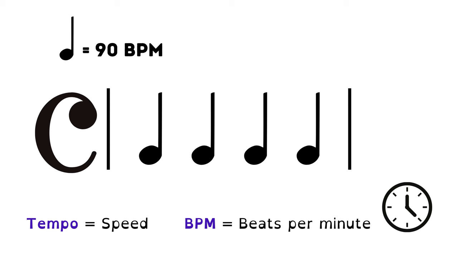Tempo is the overall speed, and this is measured in BPM, which stands for beats per minute. This is how many beats will fit in a minute of time. This project will be set at 90 BPM, and the beat will be set to quarter notes, or crotchets.